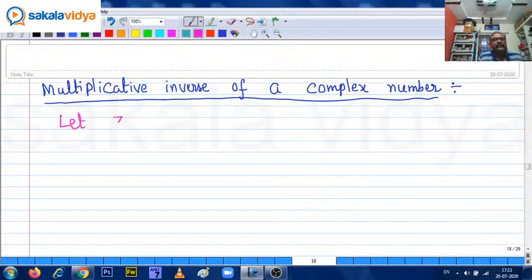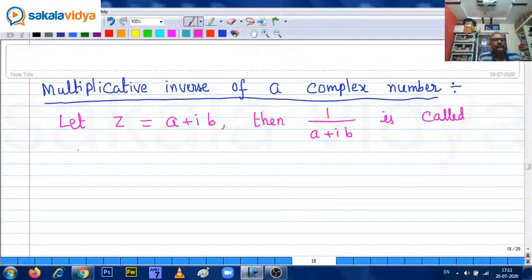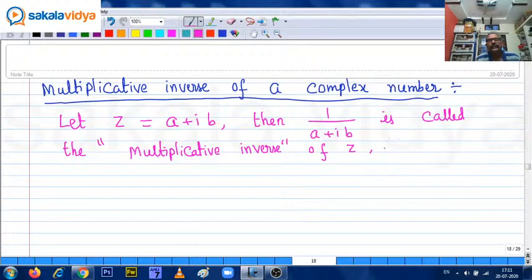Let z is equal to a plus ib, then 1 upon a plus ib is called the multiplicative inverse of z. Okay, that is 1 by z. Therefore, multiplicative inverse of z equal to 1 by z.